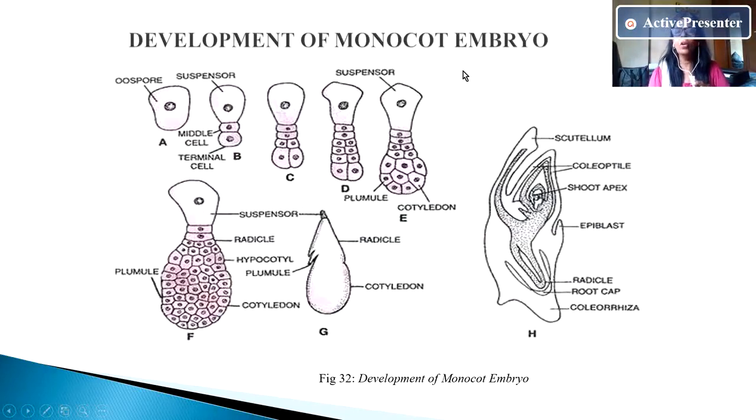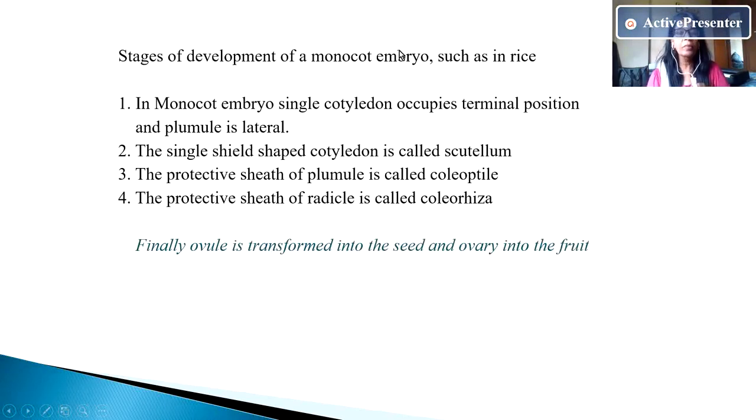Development of monocot embryo. See, it is a little different from dicot embryo. Stages of development of monocot embryo, such as in rice. In monocot embryo, a single cotyledon occupies the terminal position and the plumule is lateral. A single shield-shaped cotyledon is called scutellum. The protective sheath of plumule is called coleoptile, and the protective sheath of radicle is known as coleorhiza.